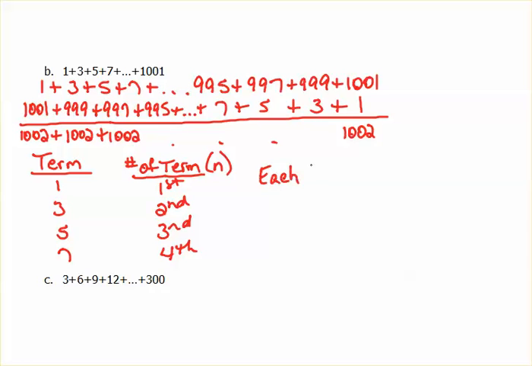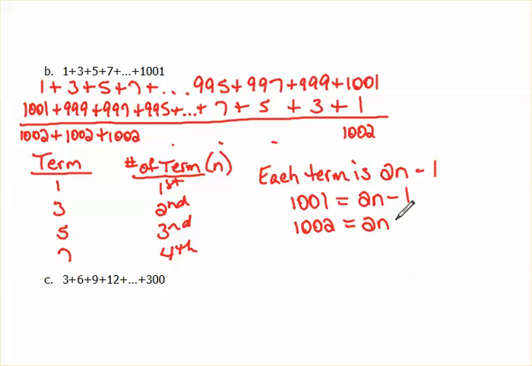So each term is double the number of the term and then subtract 1. So if we know that 1001 is, following the pattern, 2 times n minus 1, we can solve for n, and that will tell us what the number of the term is, or how many terms there are. So if I add 1 to both sides, I get 1002 equals 2n, and then if I divide both sides by 2, I get n equals 501.